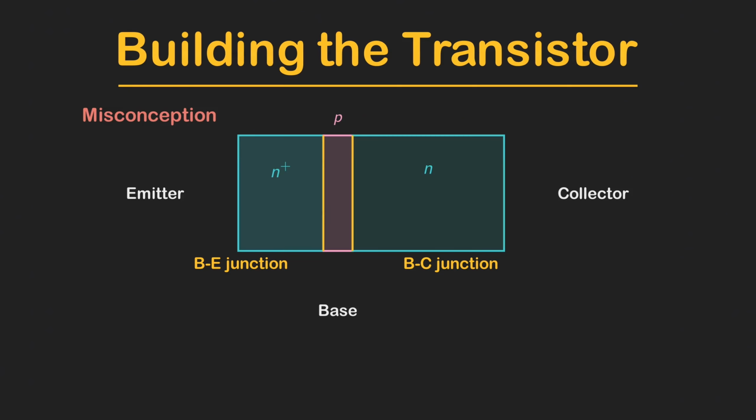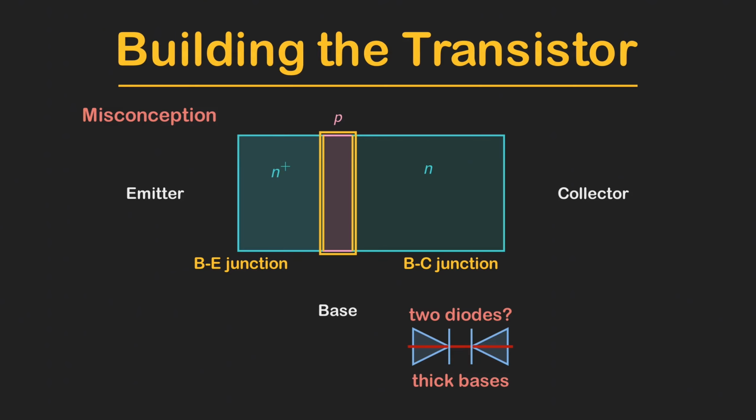Here is a misconception worth killing right at the start. People often think you could build a transistor out of two ordinary diodes wired back to back. You cannot. Two separate diodes have thick bases, and the effect I am about to describe simply will not happen in them. The shared, ultra-thin base is the whole trick. That single fact is worth holding on to.